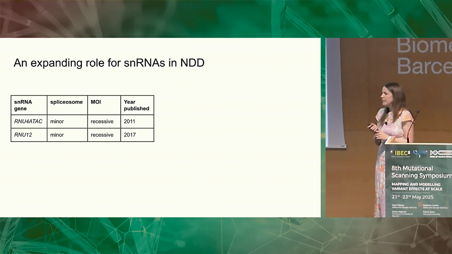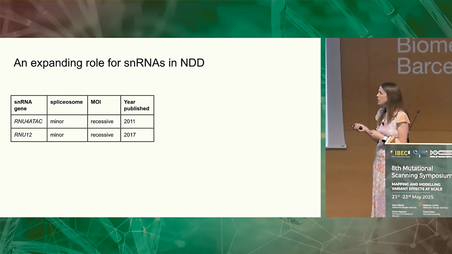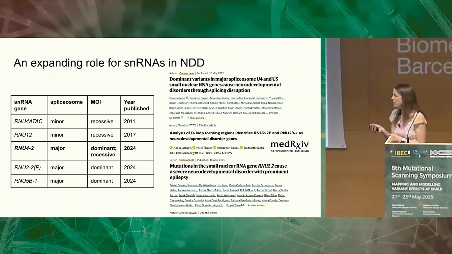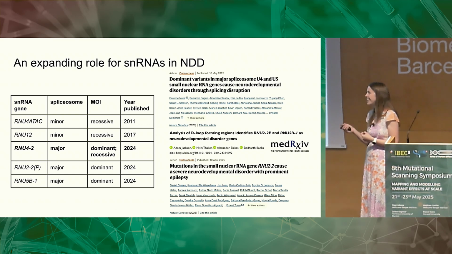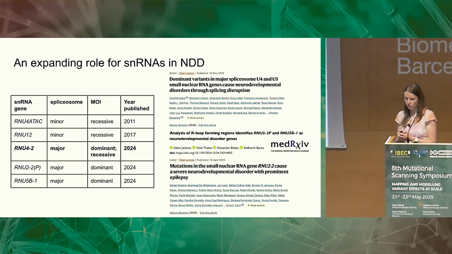What's been really interesting here is that RNU42 has kind of blown open the field for snRNA research in rare disease, but it wasn't the first. As I said, RNU4ATAC was found in 2011, and RNU12, which is another recessive disorder associated with a minor spliceosomal snRNA, was identified back in 2017. But since we identified RNU42 last year, there's been another couple of major spliceosome snRNAs, RNU2-2, which used to be RNU2-2P because it was annotated as a pseudogene, but now it's obviously not a pseudogene, and RNU5B-1, that have both also been shown to be involved in dominant neurodevelopmental disorders. So it's really exciting to see how quickly this field can evolve.